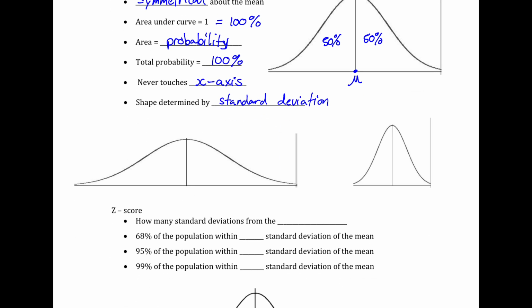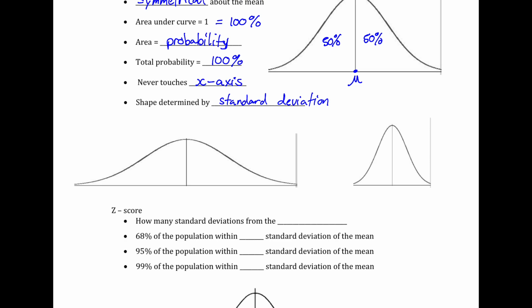So, in this case, I have two different bell curves. Which one do you think has the bigger standard deviation? So, of these two curves, which one has a bigger standard deviation? The one on the right. Yeah. It is not this one. It's this one. This is the bigger standard deviation.